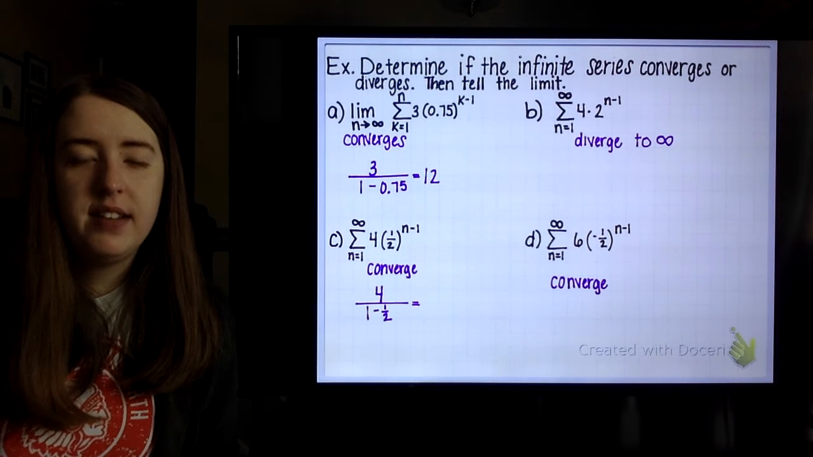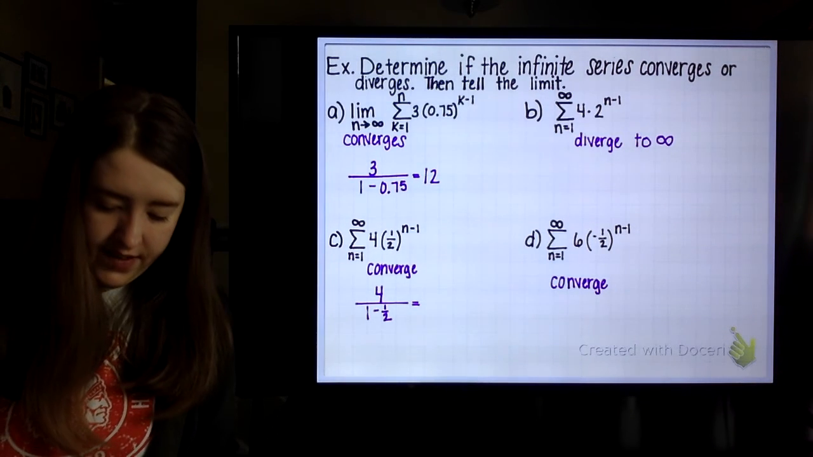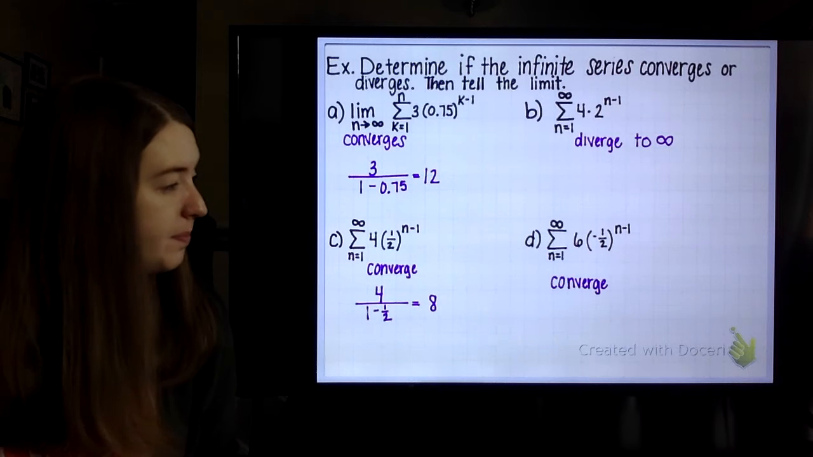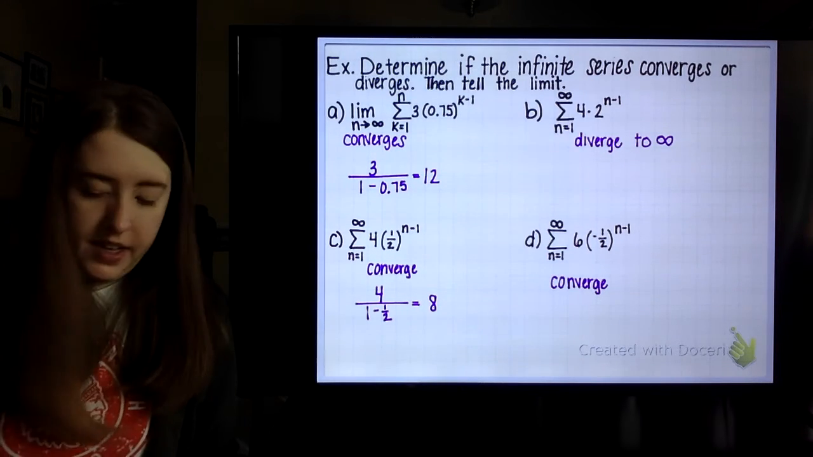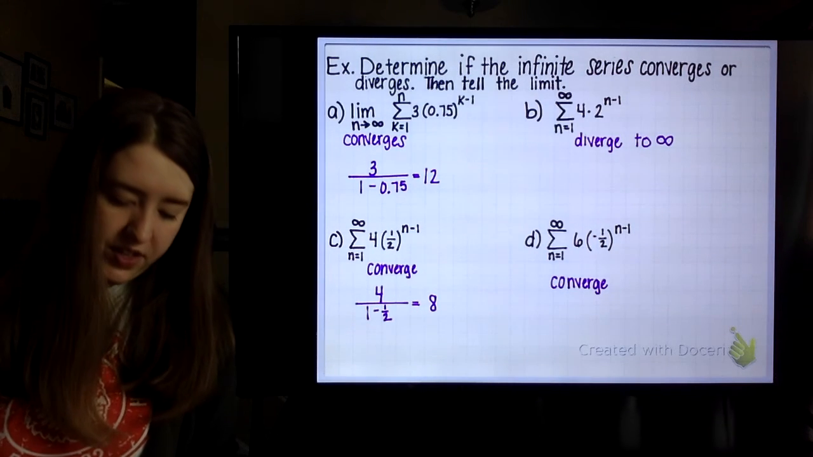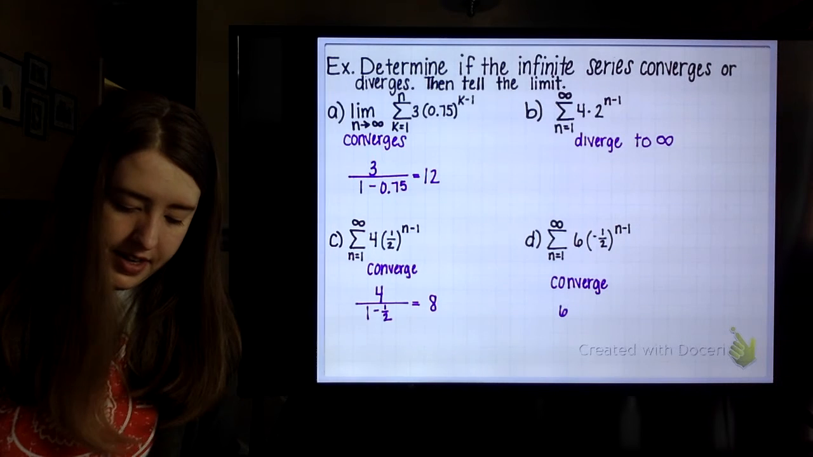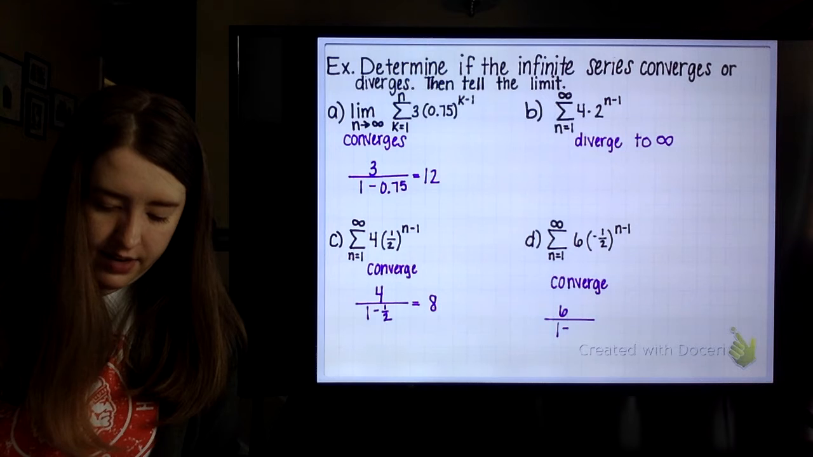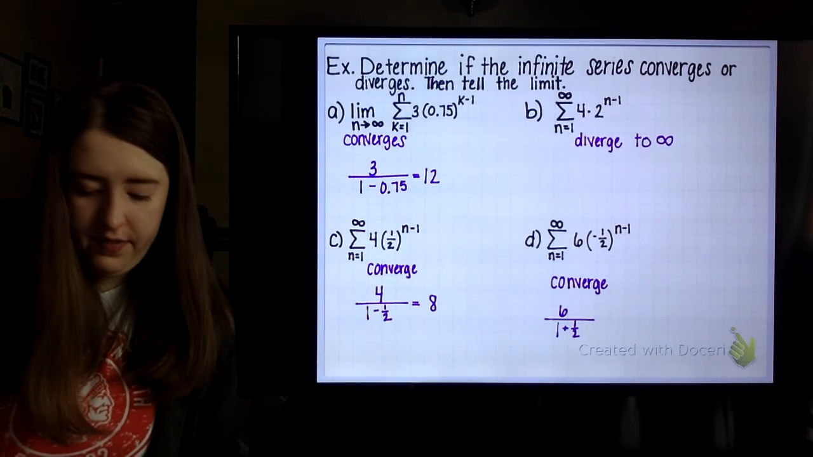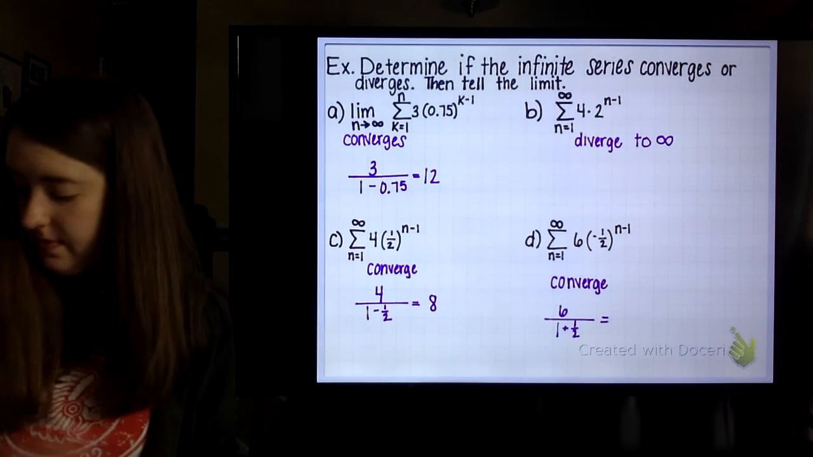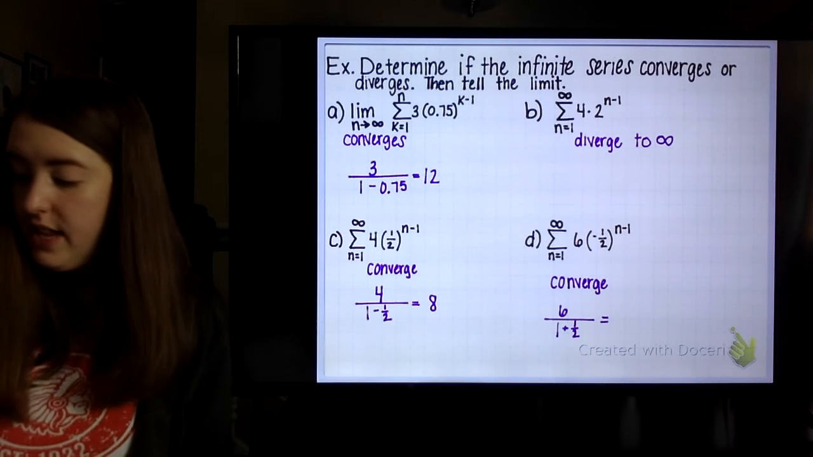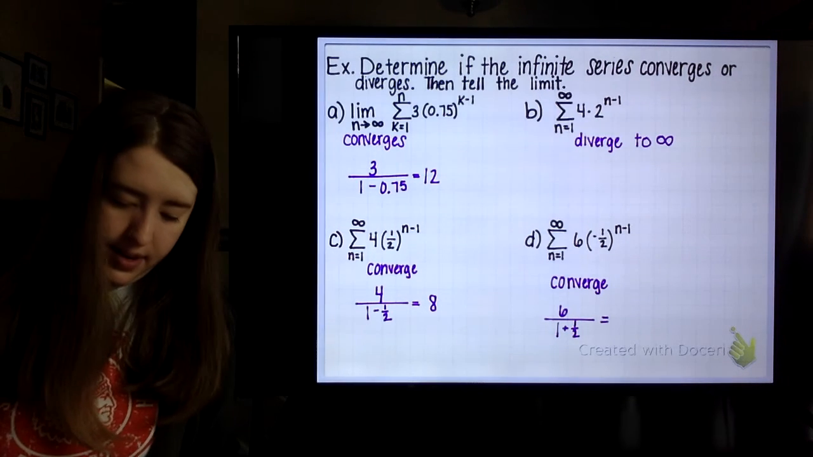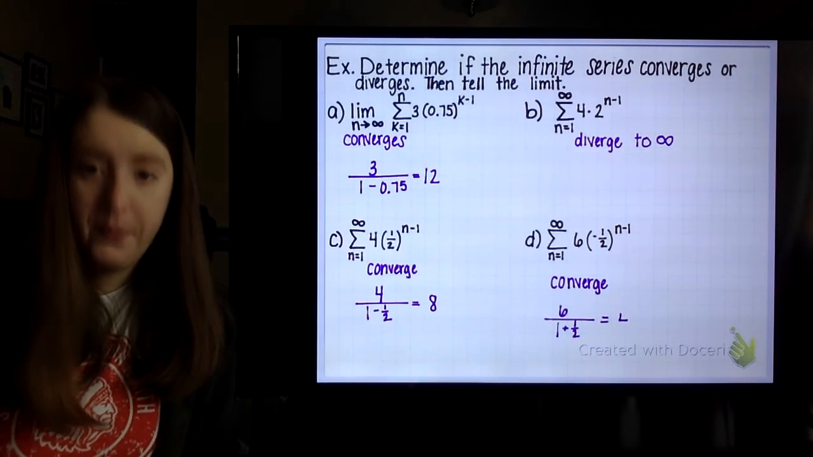Let's see, so 1 minus a half is a half. 4 divided by a half is 8. Over here, you're converging. So our first term was 6, divided by 1 minus our common ratio, which was negative 1/2. So that's plus 1/2. And then when we simplify that guy, we're going to end up with 4.